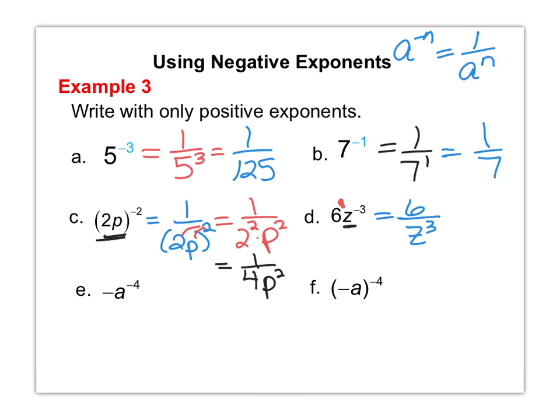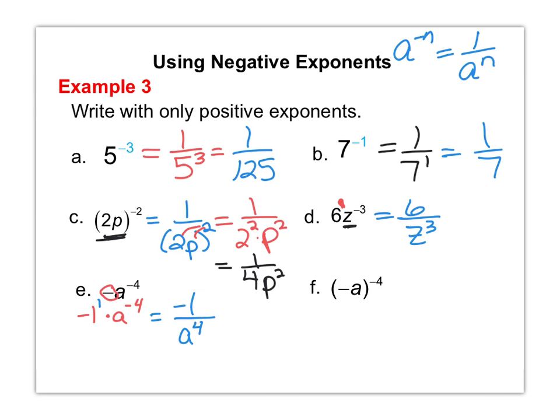In part E, notice that we have this negative out in front. That's the same thing as negative 1 times a to the negative 4 power. So the negative 1 is already raised to the power of 1. We're going to keep the negative 1 in the numerator, and then a to the negative 4 becomes an a to the positive 4 in the denominator.